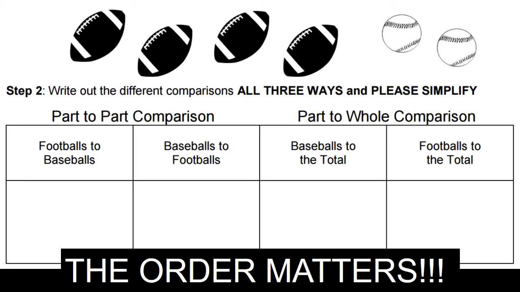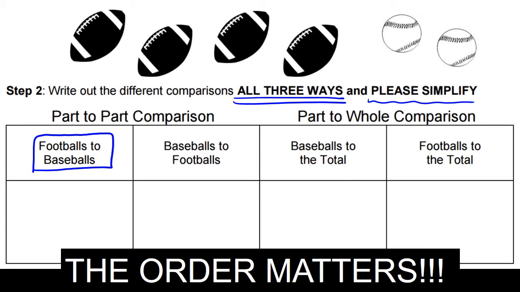So now in step 2, it says write out the different comparisons all 3 ways. So we're going to use how we write ratios 3 ways. And the directions also say to please simplify. So the first box here is that we're going to use footballs to baseballs.